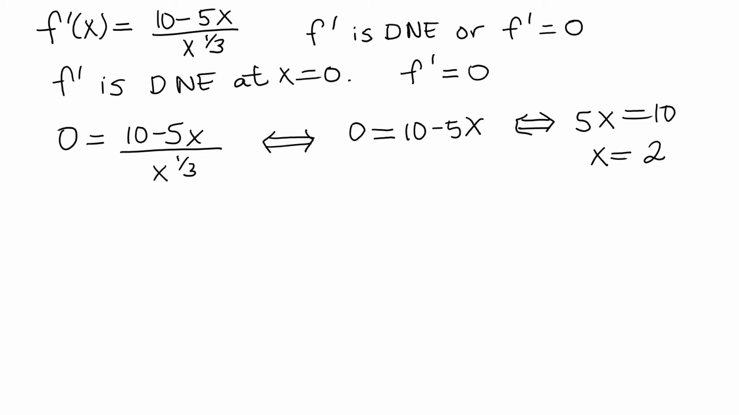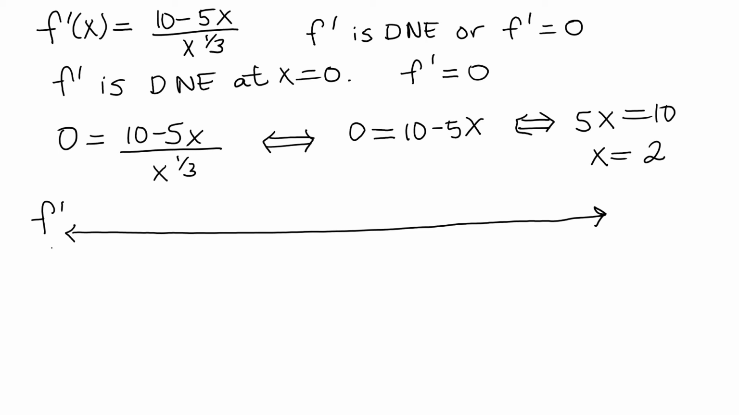Now we have two critical numbers, and we're going to do a sign chart number line. F prime, draw our number line, and I write x below it. I'll indicate that when x is 0, the derivative does not exist, and when x equals 2, the derivative is 0. Now again, all we need are the signs for the derivative in the intervals. We're not concerned with the numbers, just whether or not it's positive or negative.